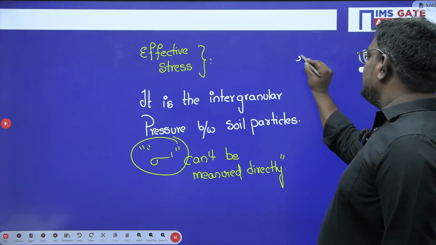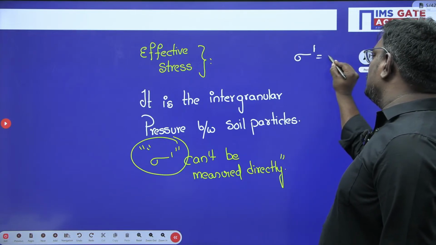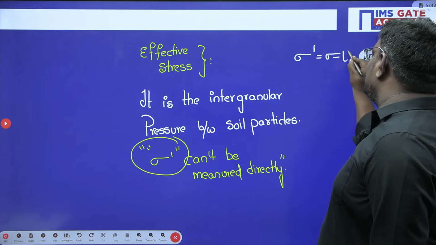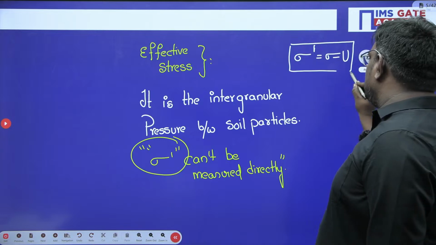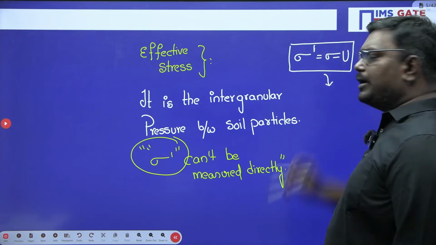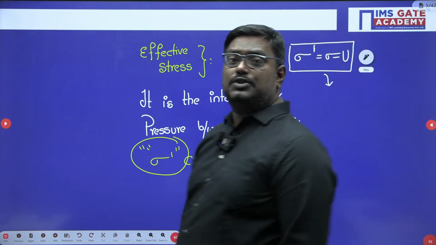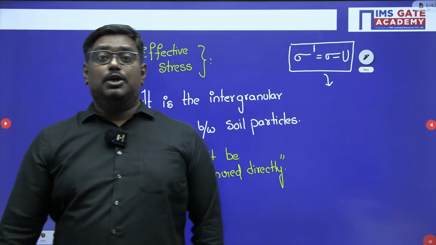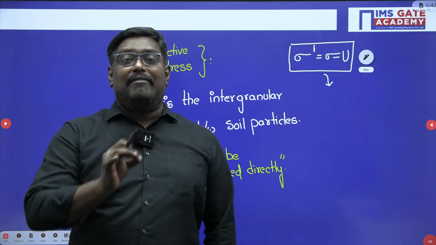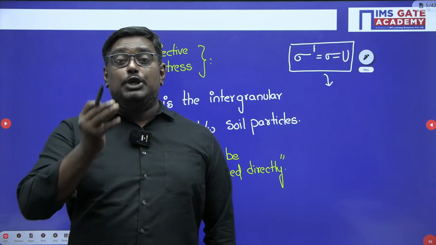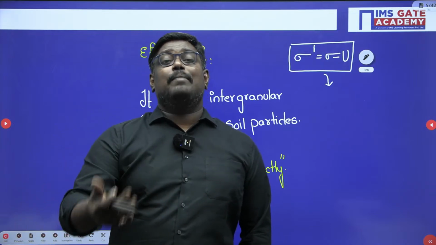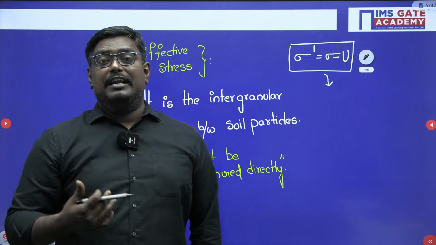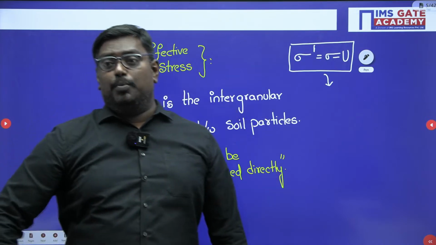Now, see students, effective stress can be written as total stress minus pore water pressure. So to find the effective stress, my dear students, you should be aware of the total stress and the pore water pressure. Then you can find the effective stress. I hope you are clear.